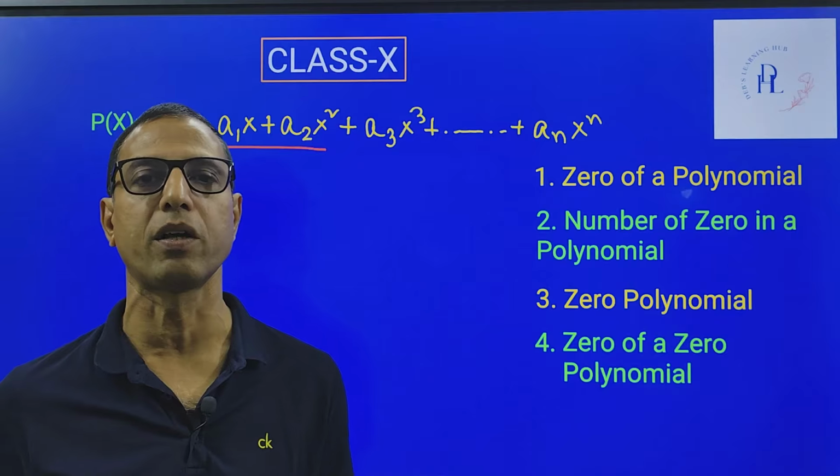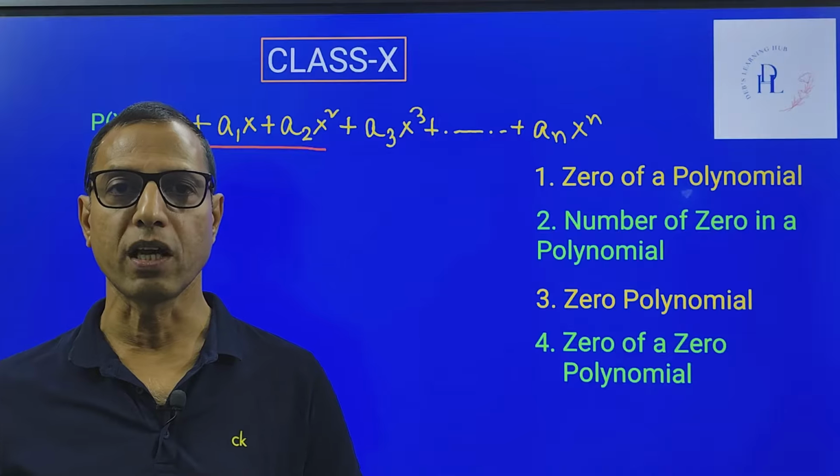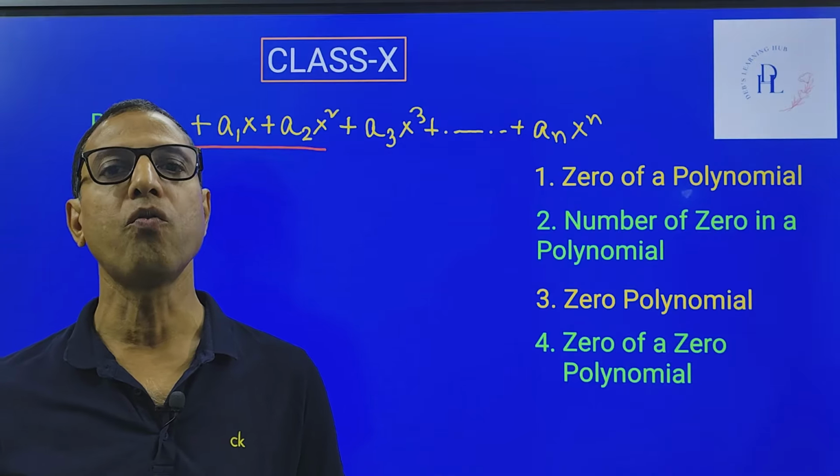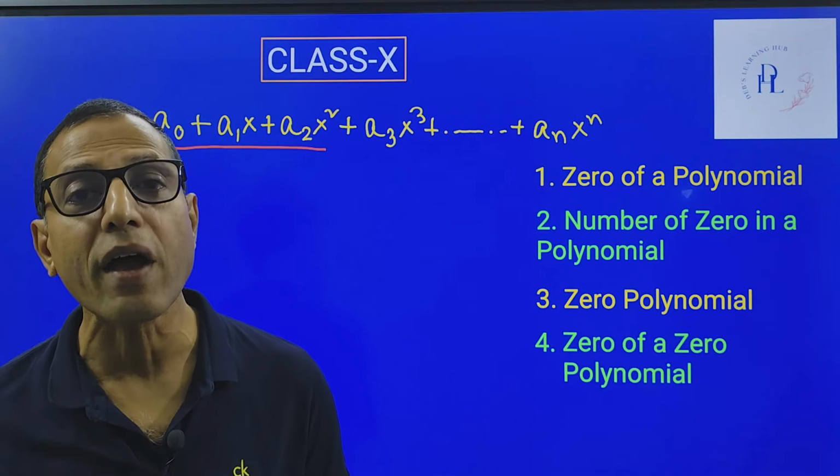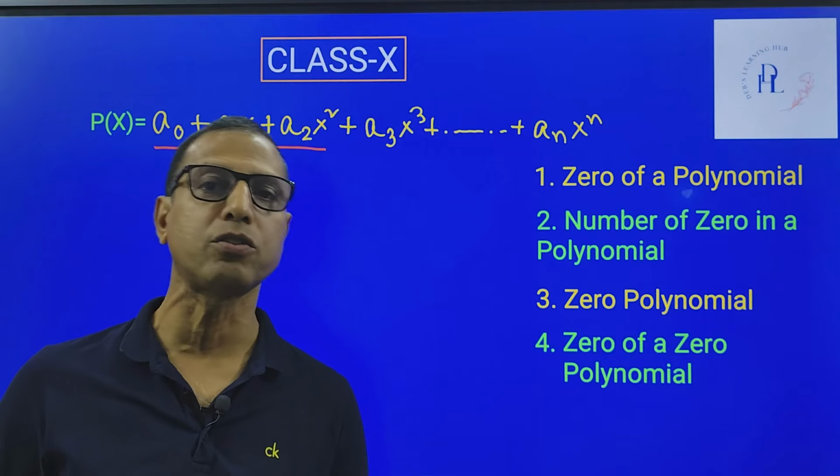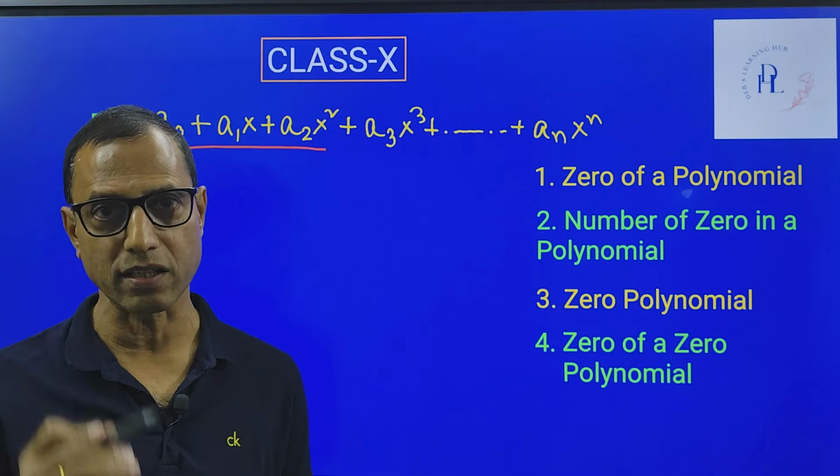Zero of a polynomial means एक polynomial में जो variable होगा वो variable का कौन सा value के लिए polynomial का value 0 होता है. Now let's understand with an example.